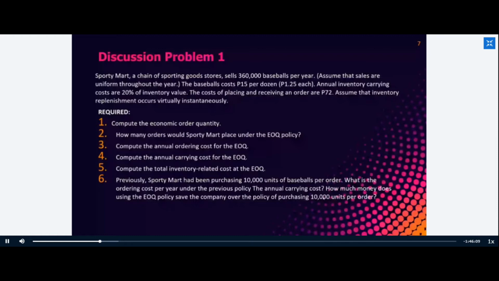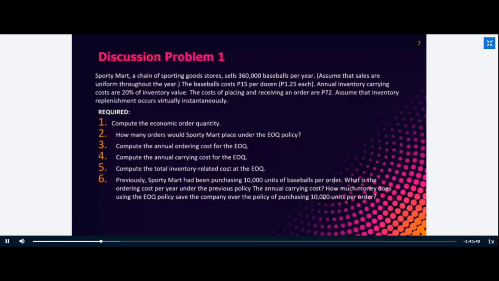Number 2, how many orders would Sporty Mart place under EOQ policy? Number 3, compute the annual ordering cost for the EOQ. And then number 4, compute the annual carrying cost for the EOQ. So dito pa lang, napapaisip ka na, no?